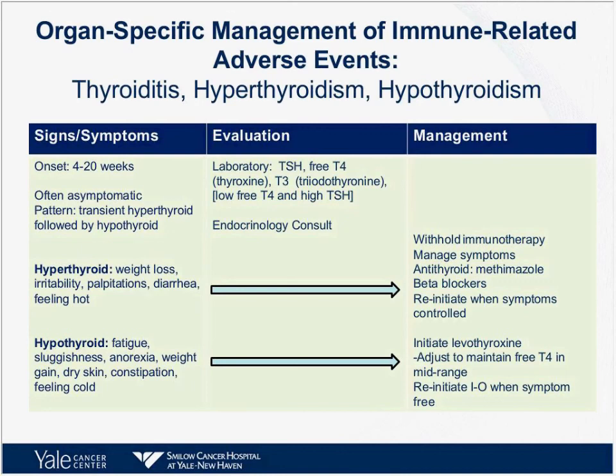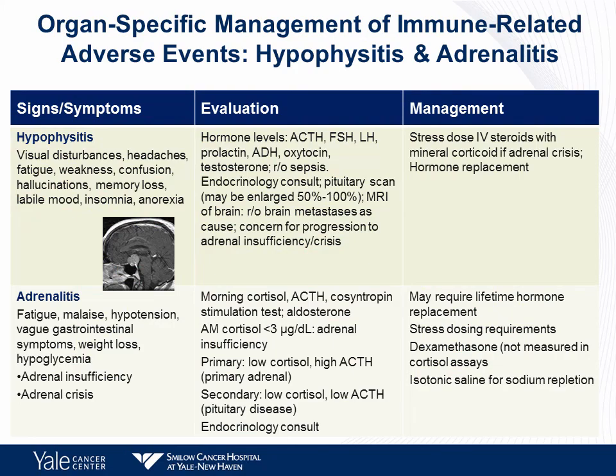You want to start out at a lower dose, particularly in elderly patients who might have pre-existing cardiac disease, and then slowly titrate up the dosing of the levothyroxine, adjusting to maintain the free T4 level in the mid-range. And when their symptoms are under control, as I mentioned, the checkpoint inhibitor can be restarted. Typically, this is going to be a lifetime requirement because thyroid function does not typically return even after the patient has been discontinued on the checkpoint inhibitor.